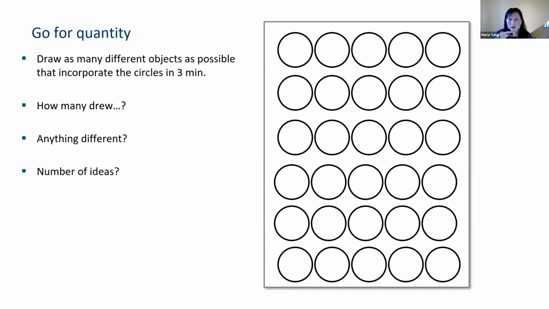Okay, I want you to count the number of ideas you came up with. How many circles did you use? Okay, everyone counted? 13, 15, 12. Jonas, 28. Okay. Great. All right, thank you.